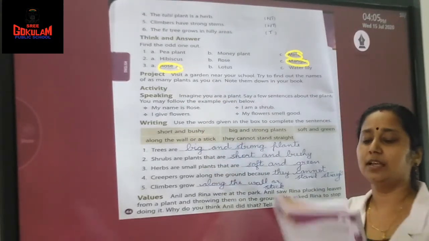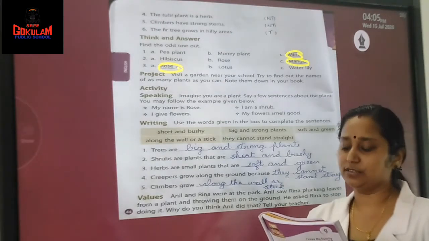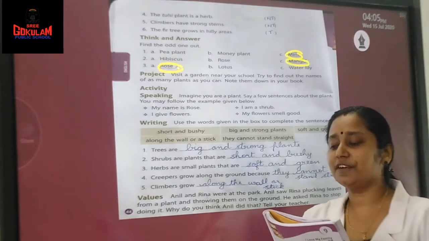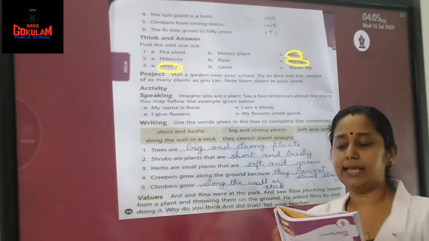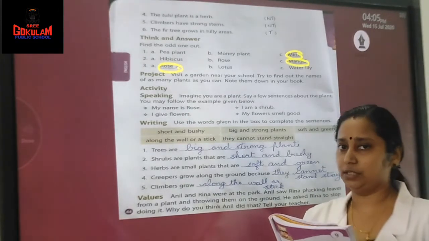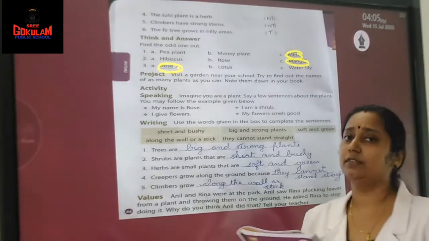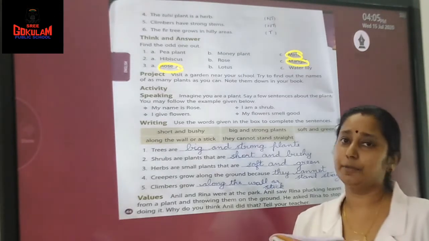Okay, children? Now next, project. Visit a garden near your school. Now you cannot come to school, right? Try to find out the names of as many plants as you can. Note them down in your book. Okay, this you can do later. Or you can go to your garden, which is in front of your house. And you can note down the names from your garden.